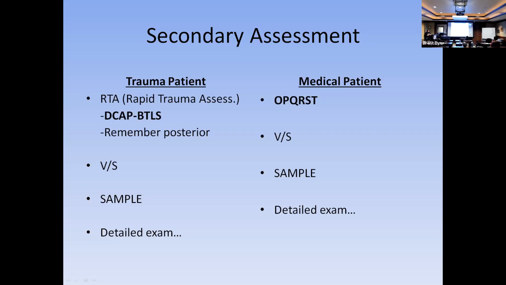You're looking for injuries using the DCAT BTLS mnemonic. Don't forget to assess the posterior anatomy. If you were to find an open pneumothorax or a hole in the chest, would you have one hole or two holes? It could be one or two. The point is if you have one ballistic wound, then expect a second one.